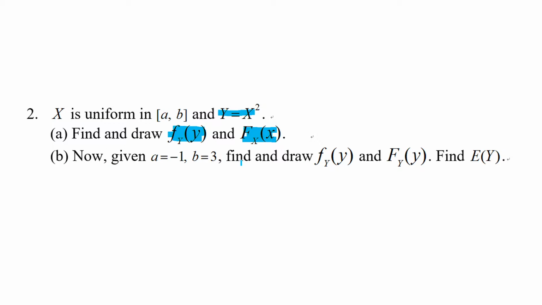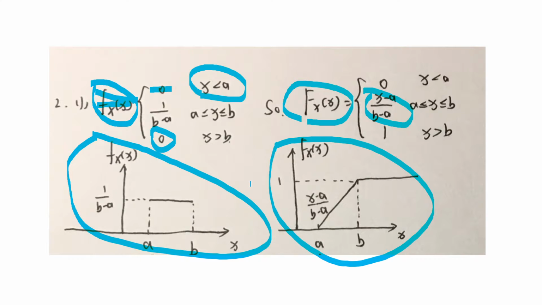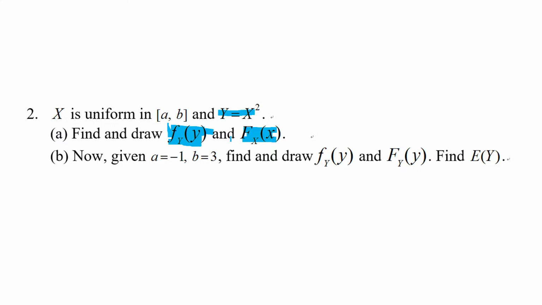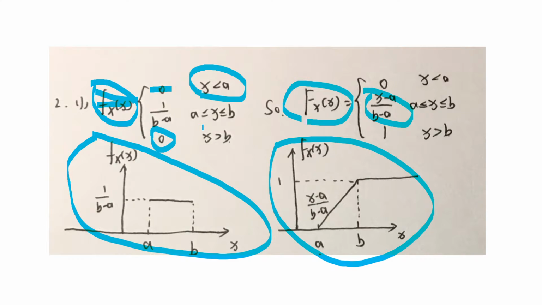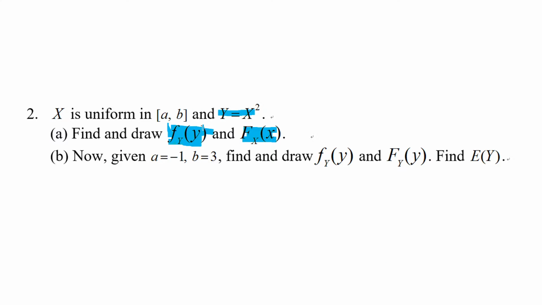The second part of the first question is to find the probability density function f_Y(y) of y, like this. We already know the relationship between the variable y and x, so we can simply apply this formula to find the probability density function of y. But we don't know what exactly a and b are, so we need to discuss several different possible circumstances here.